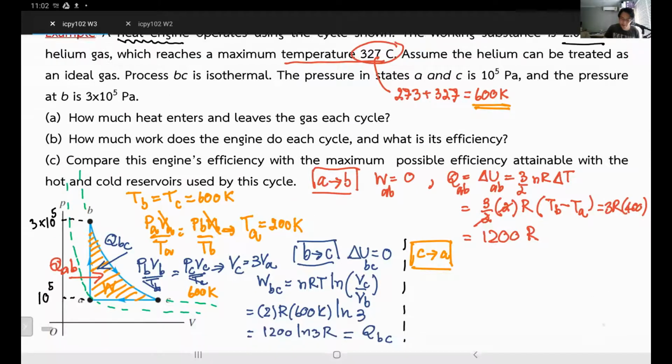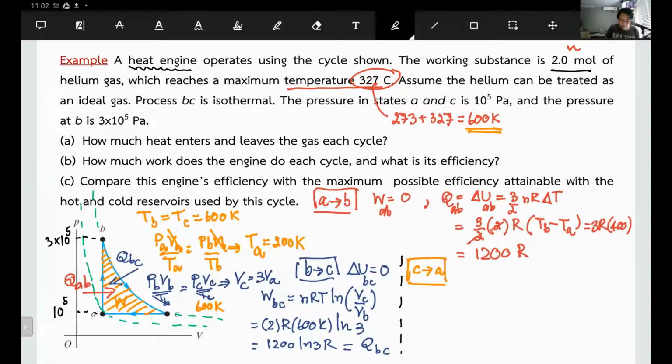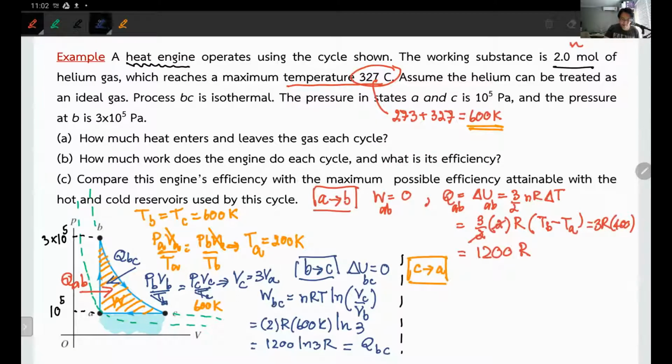Okay, here we go. It's going to be the area under this AC curve. All right, that blue shaded area right there. Okay, so let's get things calculated there.